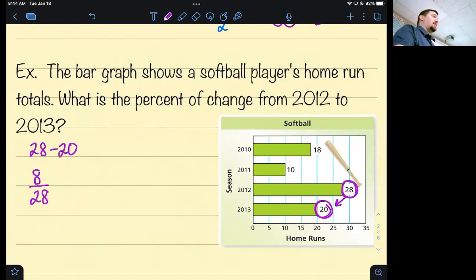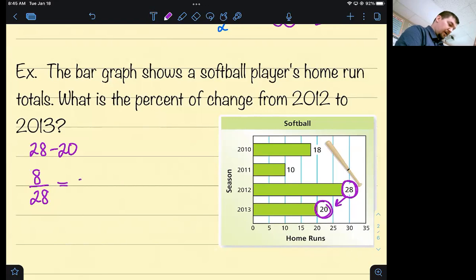Now that we have the fraction, 8 fewer home runs, so 8 was the difference, 28 is the original. We're going to divide 8 divided by 28. And that's not going to give us a very nice decimal. Now, what I'm going to do is have you write 4 decimal places down, because we're going to round to 3. So I need the 4th one.